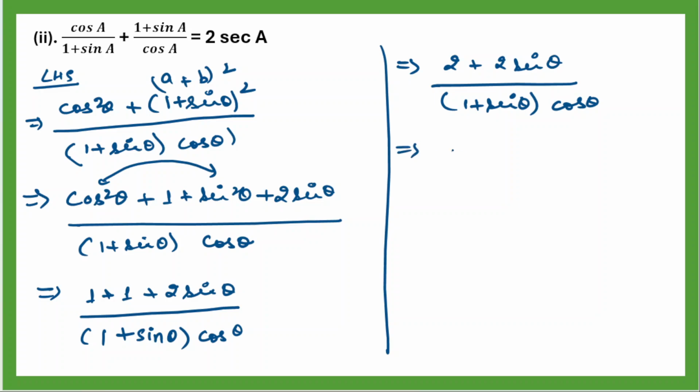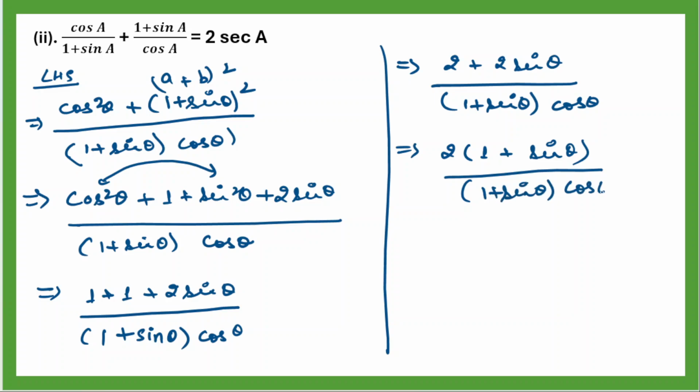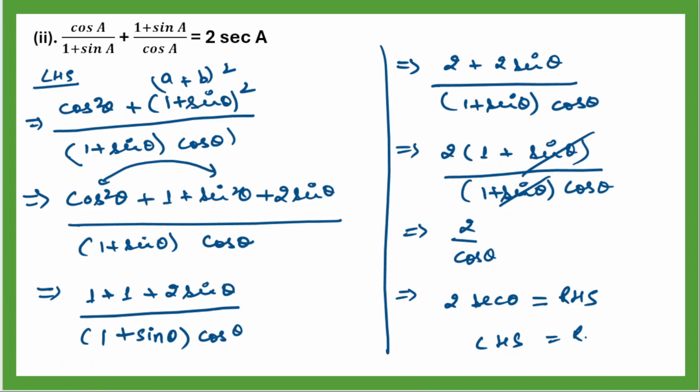We can take 2 common from the numerator, so we are left with 1 plus sin theta divided by (1 plus sin theta) and cos theta. So 1 plus sin theta and 1 plus sin theta get cancelled out. So we are left with 2 divided by cos theta. And we can write it as 2 sec theta, because sec theta is the reciprocal of cos theta. So this is equal to the right hand side. So left hand side is equal to right hand side.